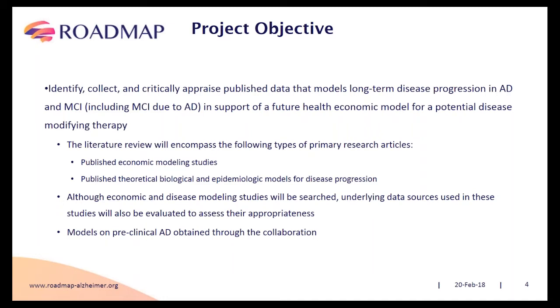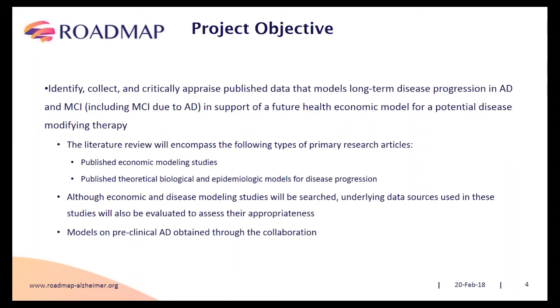So what you'll see in these slides is actually a combination of systematic literature review and then what we like to think about as being a pragmatic review, which is getting all the sources you can get your hands on. I think pragmatic review is a very formal way of saying just taking everything you could find. So our objective for the systematic literature review, which I'll talk about first, was to identify, collect, and critically appraise the published data on models that evaluate long-term disease progression in AD and MCI, which is including MCI due to AD. And we're really interested in understanding this for both potential health economic models for disease-modifying therapy, but also to just understand the natural history and progression of the disease.